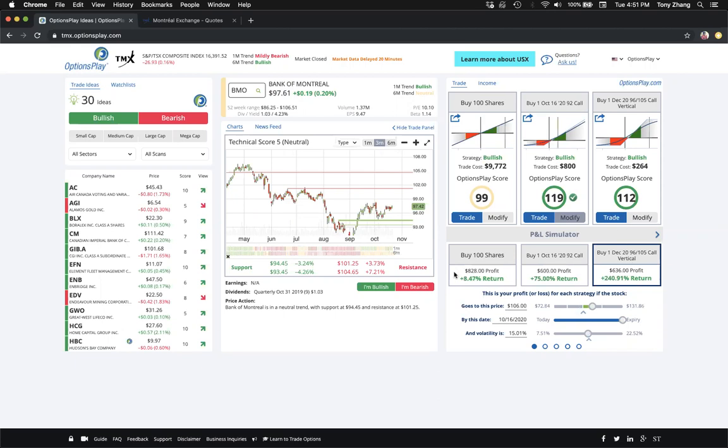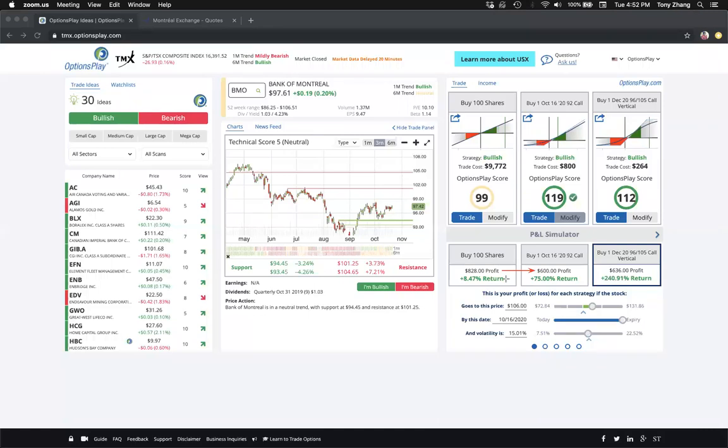As you can see here, if I had bought 100 shares of this stock, I would make an $828 profit on my $9,700 investment. On my call option, I would make roughly the same, about a $600 profit, but I'm doing it on only an $800 investment. So my return on investment goes from 8% to about 75%. That is the nature of buying a long dated option.